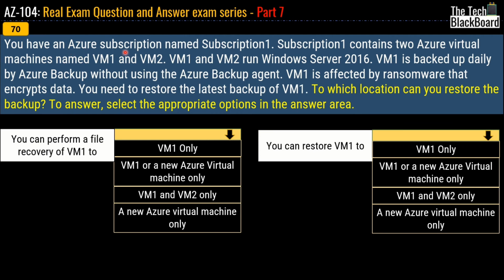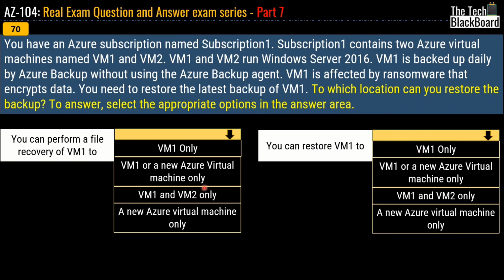It says that you have an Azure subscription named Subscription 1, and Subscription 1 contains two Azure virtual machines named VM1 and VM2. Now VM1 and VM2 run on Windows Server 2016, and VM1 is backed up daily by Azure Backup without using the Azure Backup agent. Moving on, it says that VM1 is affected by ransomware that encrypts data. You need to restore the latest backup of VM1. To which location can you restore the backup? To answer, select the appropriate option in the answer area.